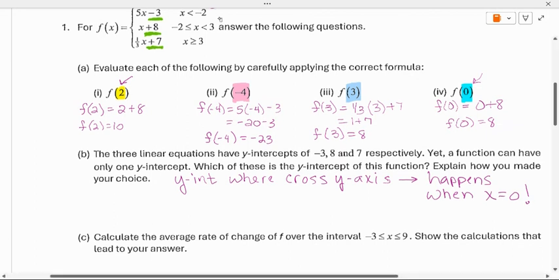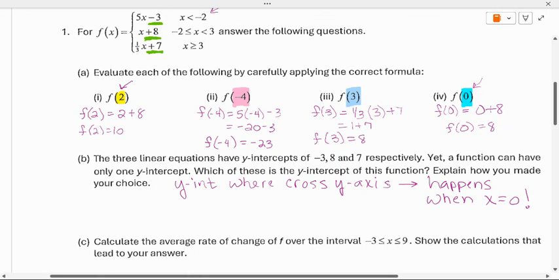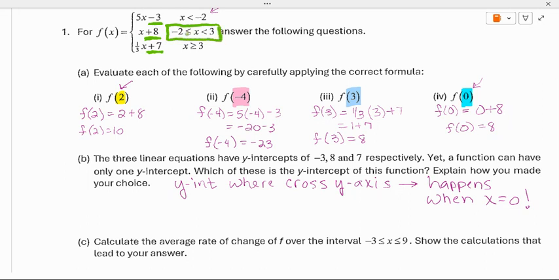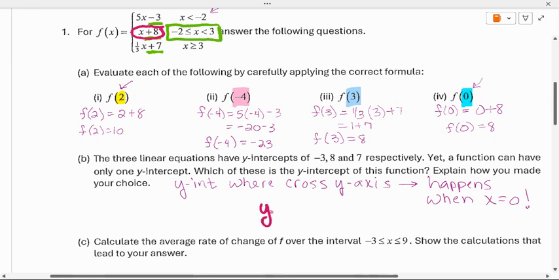Well, remember, we already evaluated these functions, and the domain, or the x input 0, is going to live between -2 and positive 3. So the only function with the y-intercept is going to be this function right here. So the true y-intercept is 8.